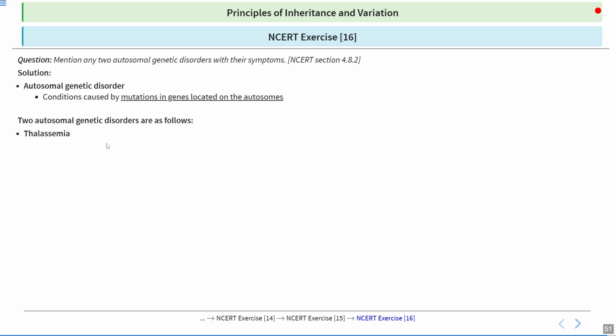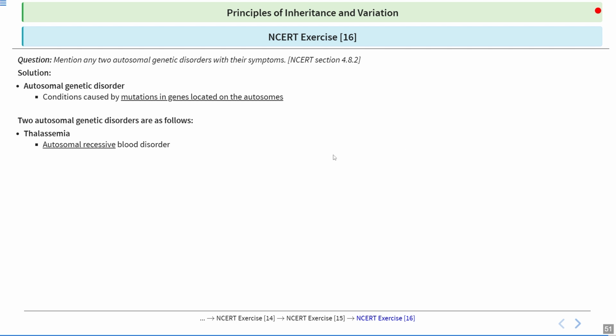One is thalassemia. This is an autosomal recessive blood disorder. So you should know the inheritance pattern of autosomal recessive disorders, that they skip generations and both the parents should be carriers. Both males and females are equally affected. You should remember this, and the difference between autosomal dominant inheritance and autosomal recessive inheritance.